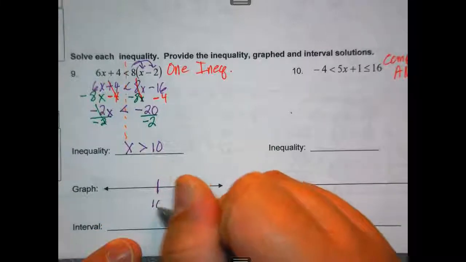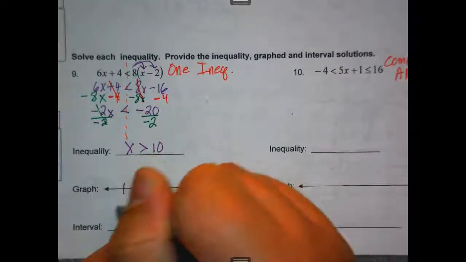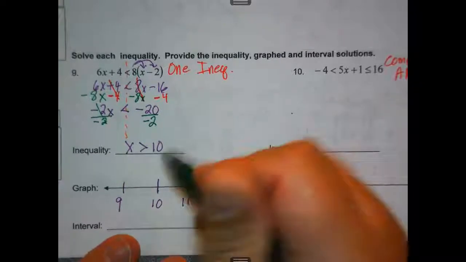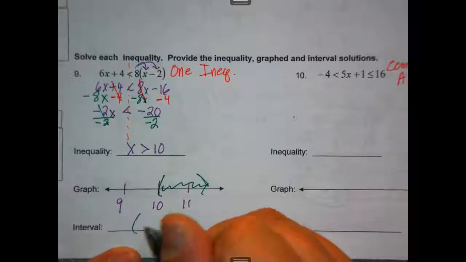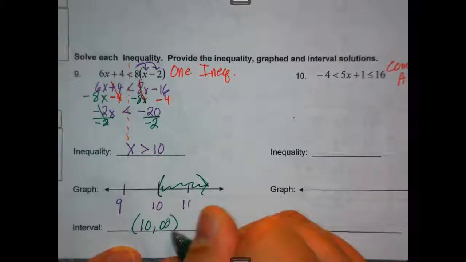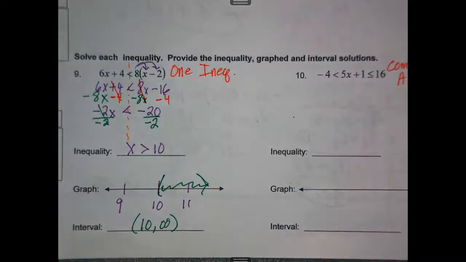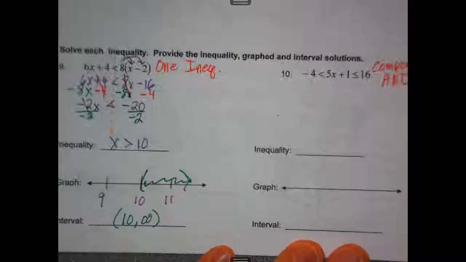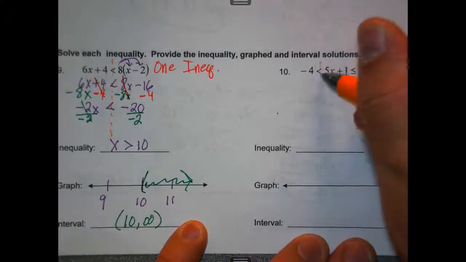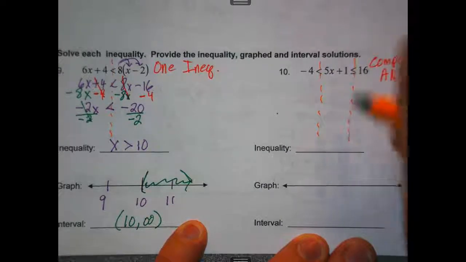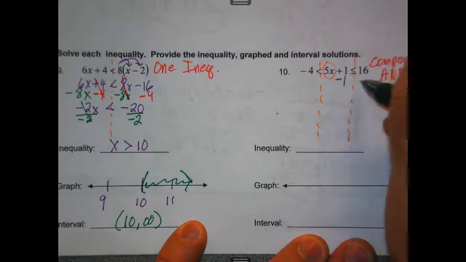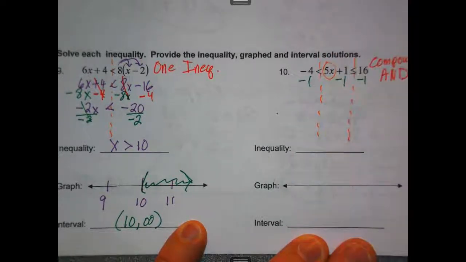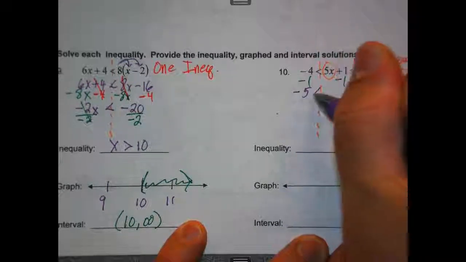Graph it, put a 10 there, an 11, a 9. It's a parenthesis at 10. I know it's going greater. So I have a parenthesis 10 going to infinity. Okay? Got it quick. I can do the other one in less than 3 minutes. This one I have 2 problems. Okay. I got to get the x term by itself. So I'm going to subtract 1 from all sides. Negative 4 minus 1. Negative 5 is less than 5.